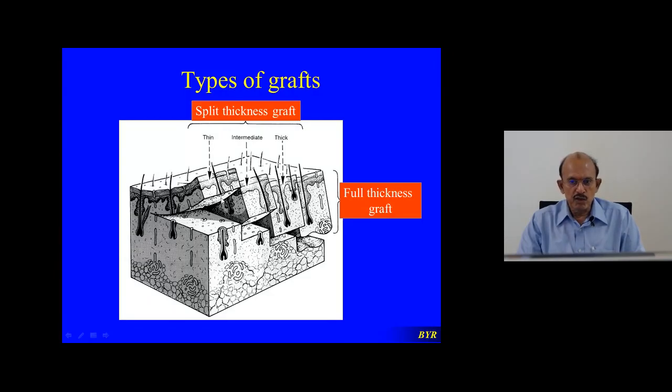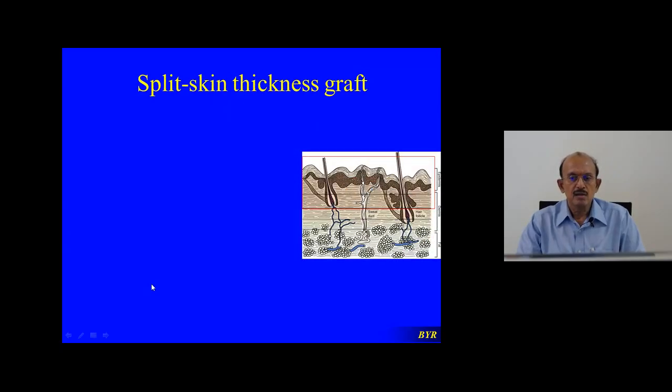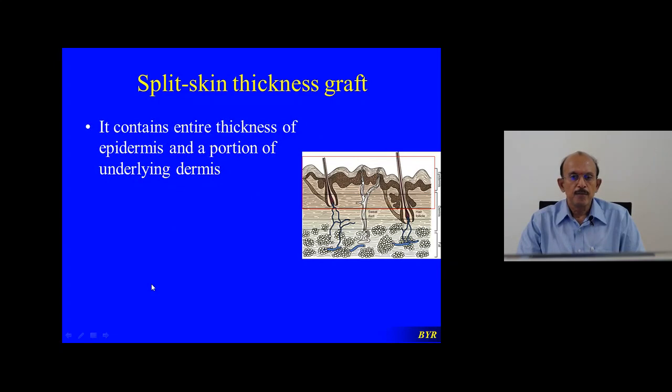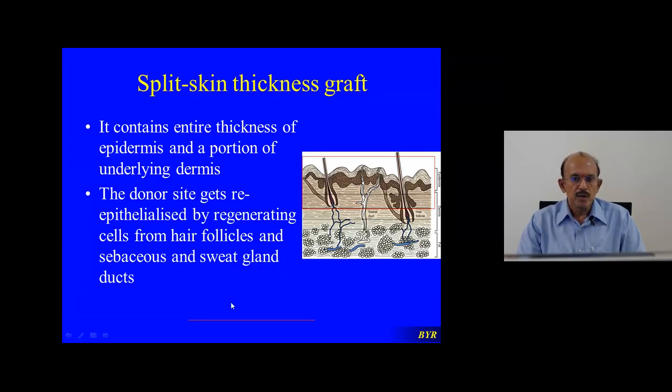So this is to show you the split thickness graft, where epidermis and part of the dermis is taken. And this is the full thickness graft, where the whole thickness of the skin is removed. A split skin thickness graft contains the entire thickness of the epidermis and a portion of underlying dermis. The donor site gets re-epithelialized by regenerating cells from the hair follicles, sebaceous and sweat gland ducts.